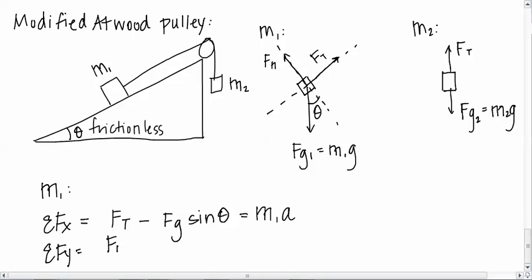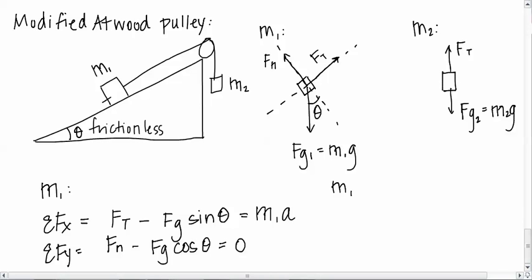And then for the y direction, we've got a force normal pointing up away from the inclined plane, minus the component of the weight force that's holding it into the inclined plane. And it's not hopping off the inclined plane, it's sliding along the inclined plane. So this would be 0. There's definitely no acceleration in that perpendicular to the inclined plane direction.